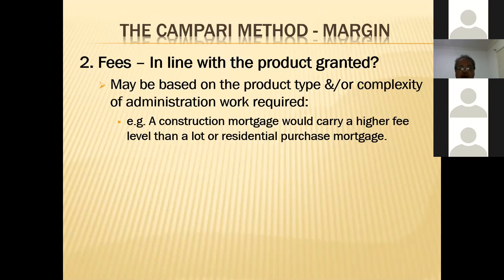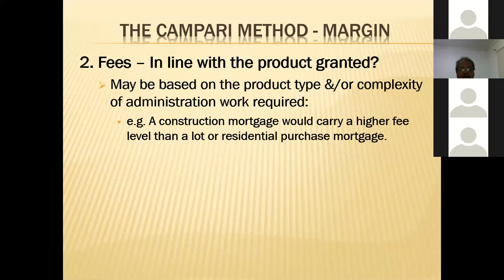When you're doing a lot or residential purchase mortgage, when you're disbursing funds, it's basically a one-time thing, even though you may have monies going in several directions. So if I were to draw down a lot loan or a residential purchase mortgage, I would make a payment for the lot. I would make a payment to the attorney, the lawyer's fees, and also stamp tax and all those sort of things.